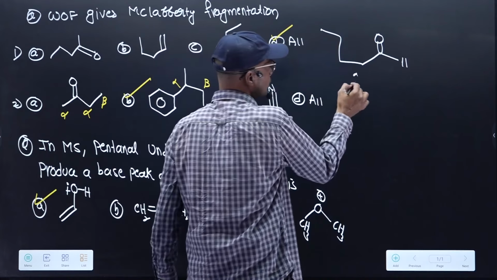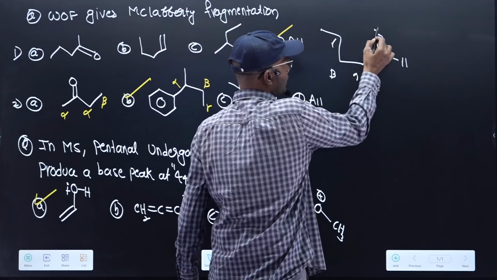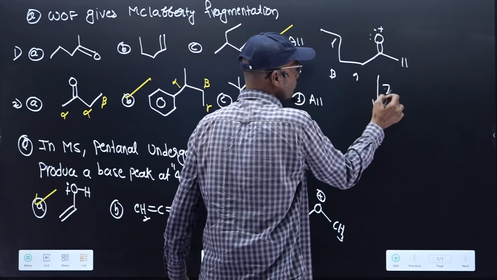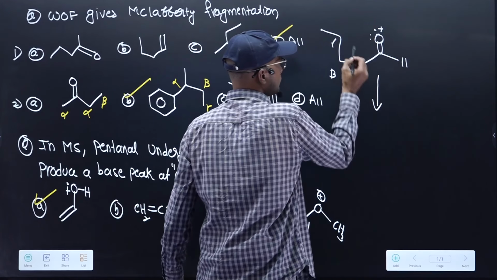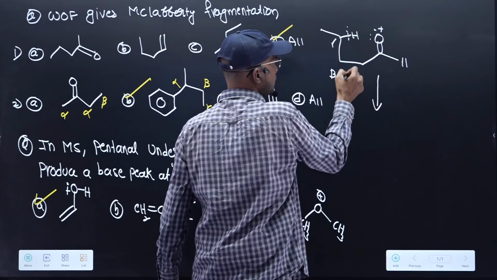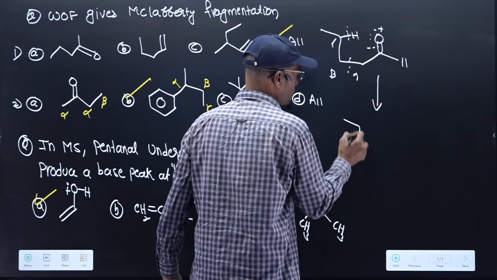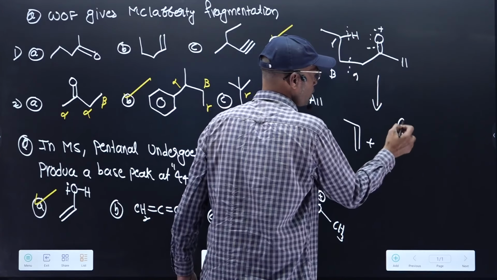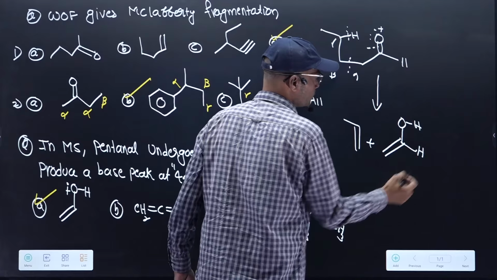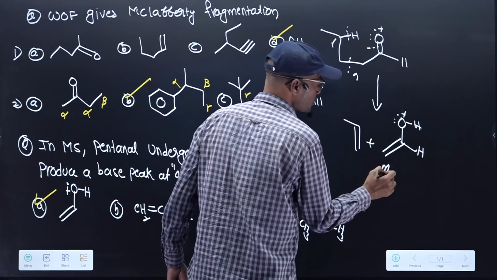So this is alpha, beta, gamma. A radical cation. This is under fragmentation. So if this hydrogen migrates, break here and break here and break here. So you will get a double bond and this is a double bond. Oxygen carries hydrogen and this is hydrogen. So this is the radical cation, the base peak value is 44.